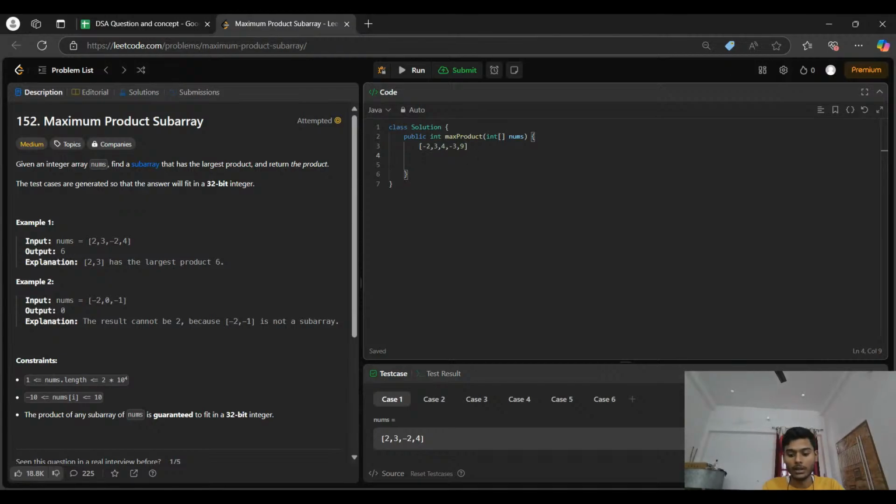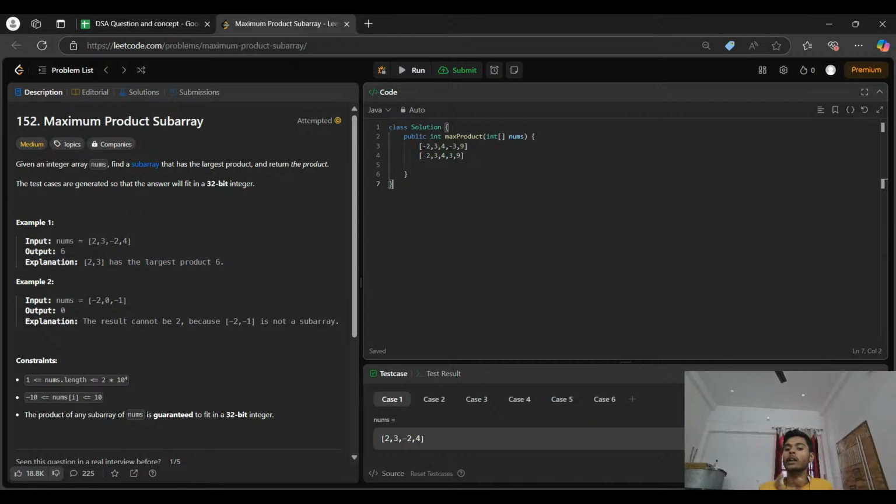But if the count of negatives is odd, what is the answer? For example, only 3 into 4 into 3 is 36. Minus 2 is removed, because if I take minus 2, it becomes a negative number. That is not good.